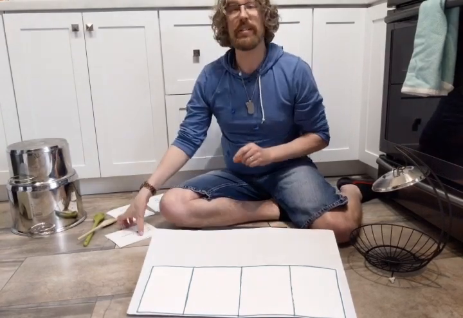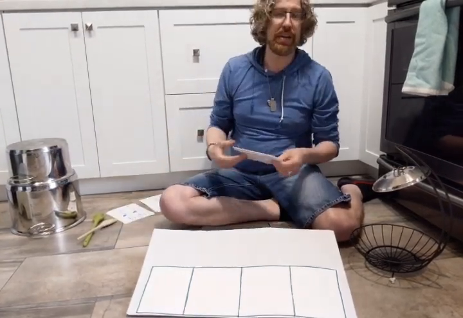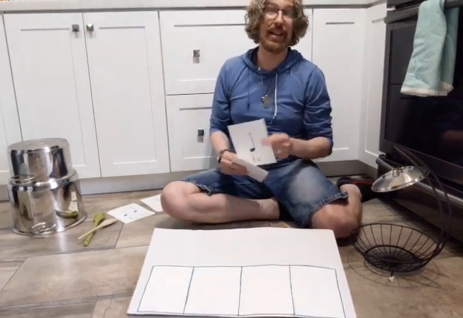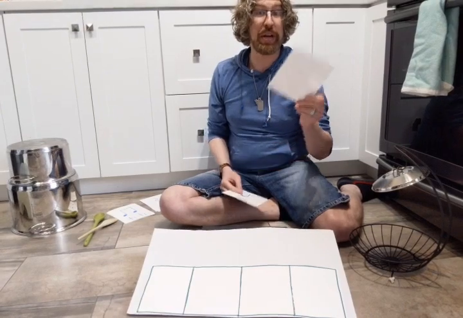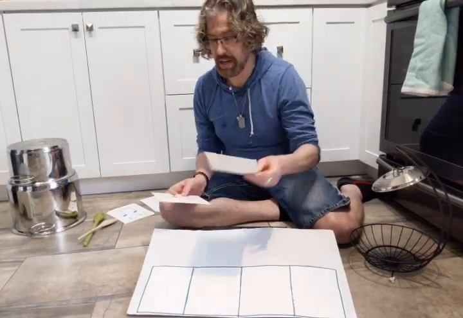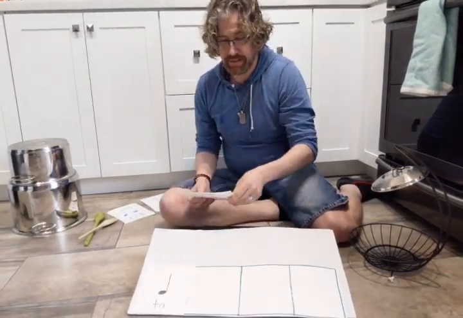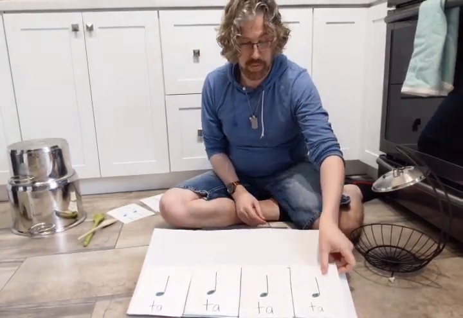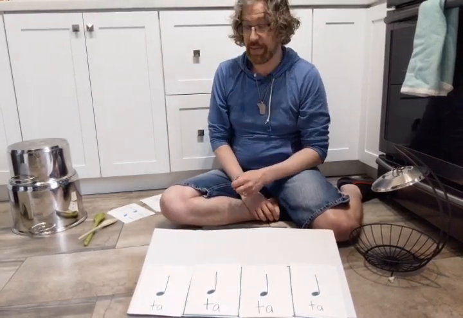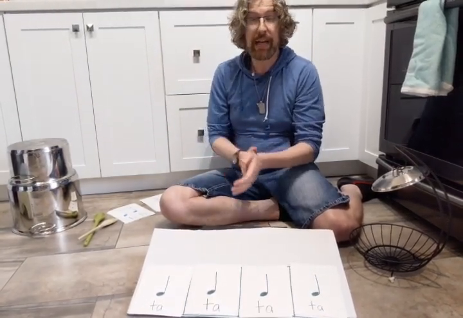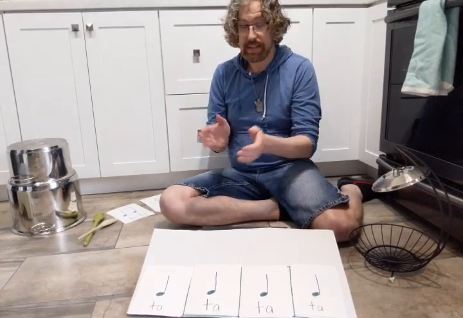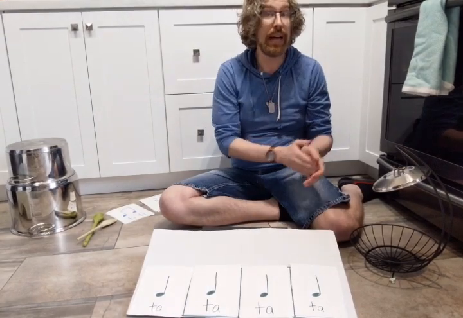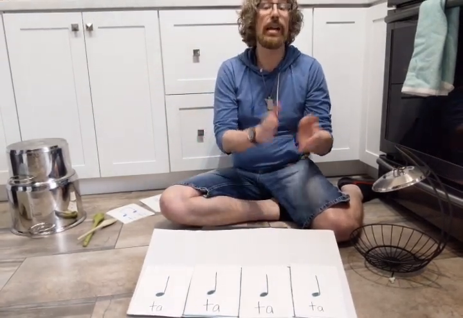So to start, let's put just one note. This is a quarter note, or ta. Let's say that together. Ta. Let's try putting one quarter note in each space. One there, one there, one there, and one there. And let's clap that together. Ta, ta, ta, ta, ta, ta, ta, ta, and stop.